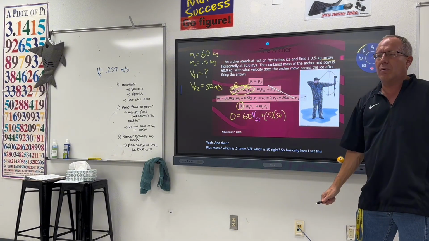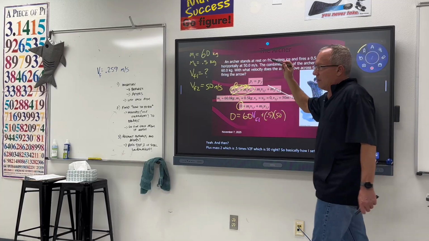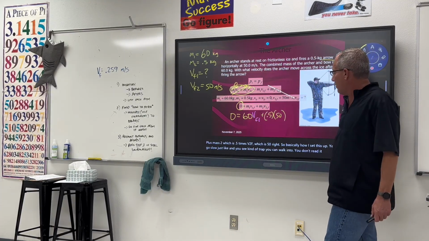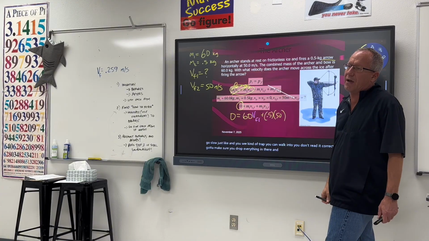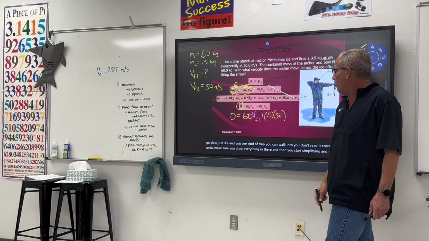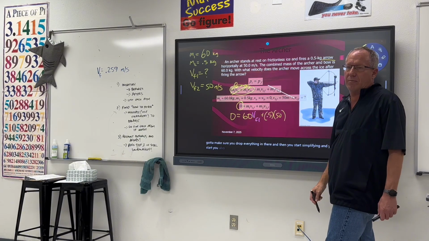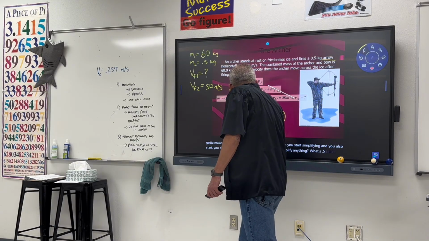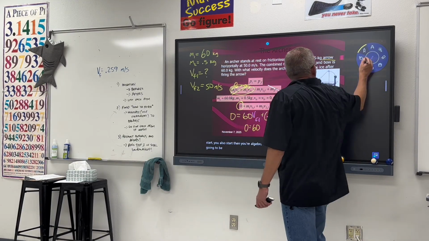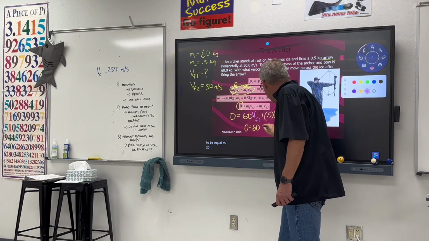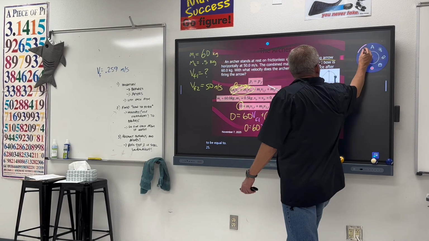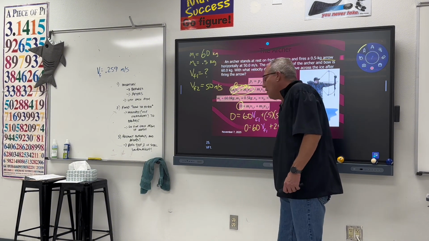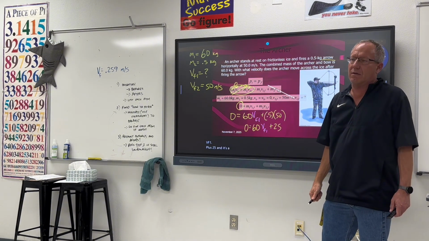So everybody see how I set this up? Yes, sir. That's why I go slow, and you see the kind of trap you can walk into if you don't read it correctly. You have to make sure you drop everything in there, and then you start simplifying, and you also start your algebra here. Can I simplify anything? Well, what's 0.5 times 50? It's going to be equal to 25. So we're going to do VF1 plus 25.